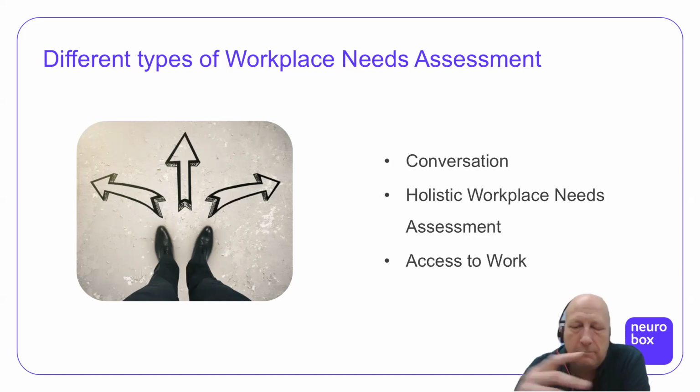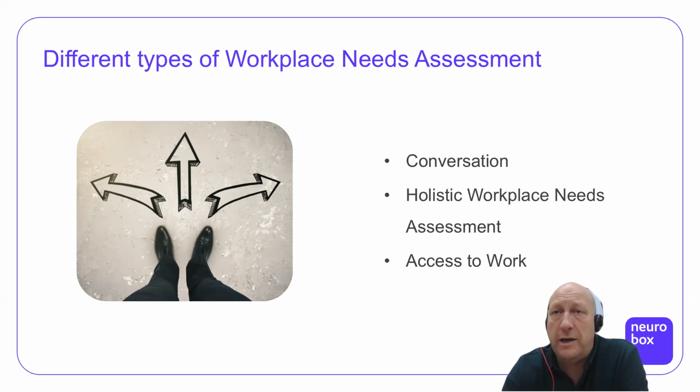And typically, there's a couple of different types. So there's something called a holistic workplace needs assessment. And they are typically delivered by organisations such as ourselves, Neurobox, and others as well. They are where a workplace needs assessor, who is an expert in that particular neurodifference or disability, will spend anywhere between an hour and a couple of hours, sometimes even longer than that, talking with the employee.